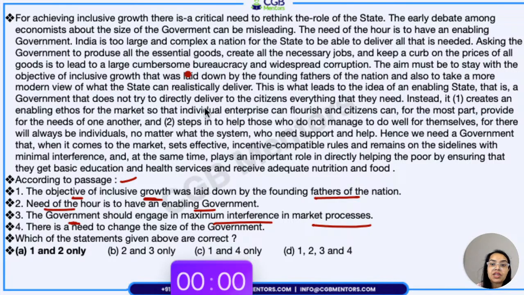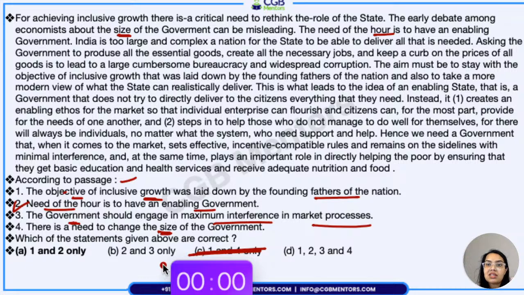There is a need to change the size. So if size is mentioned anywhere, then it would be my correct answer. So for achieving inclusive growth, it is a critical need to rethink the role of the state. Okay, so inclusive growth, the objective of growth was laid down. Maybe I will find something here. The early debate among economists about the size of the government can be misleading. The need of the hour is an enabling government. So bingo, I have the second one just like that. So at least one option is out.